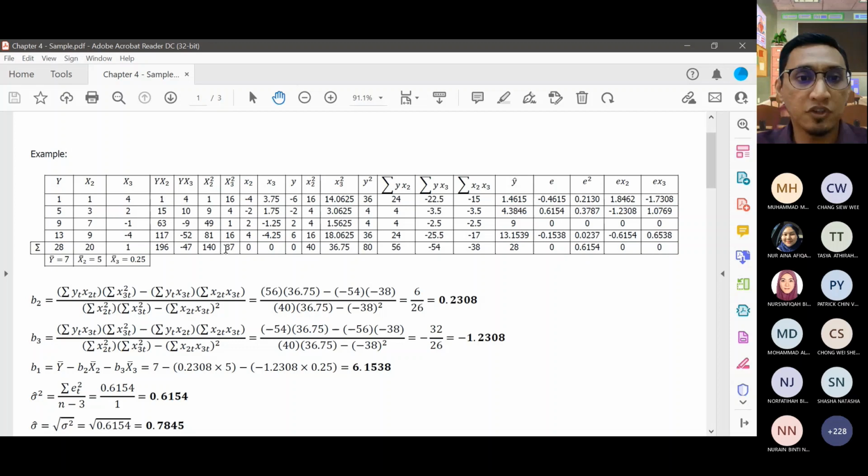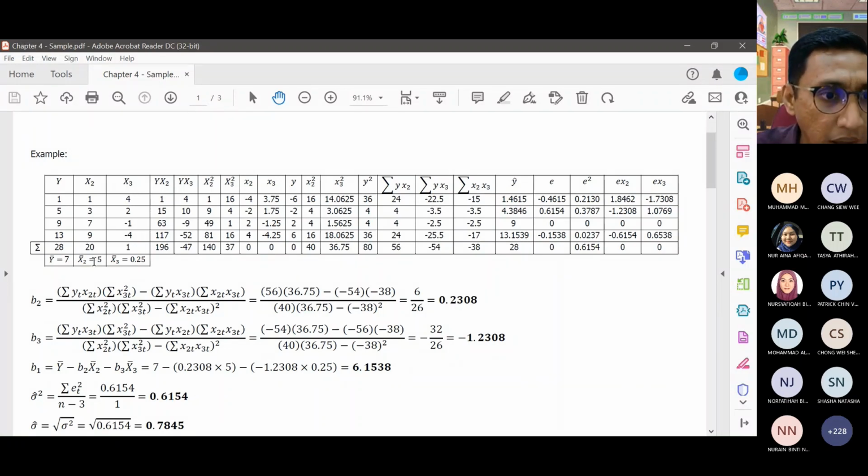And then we have this x2. So what is this lowercase x2? Just like I said before, it is the deviation of x2 from its mean value. It means that 1 minus 5 is the lowercase x2 in its first observation.